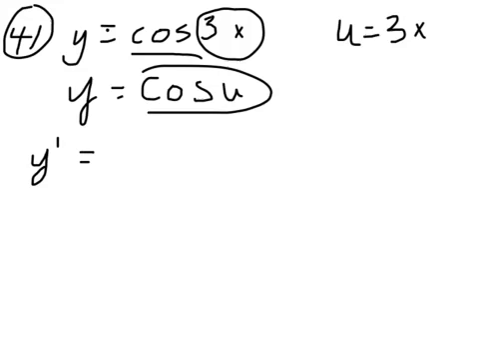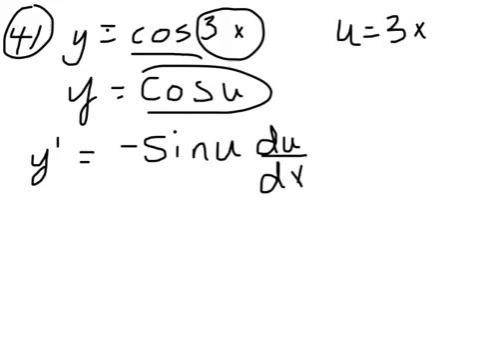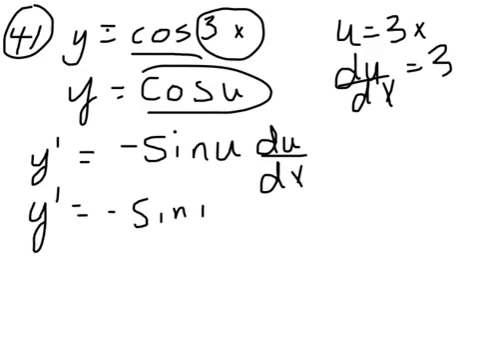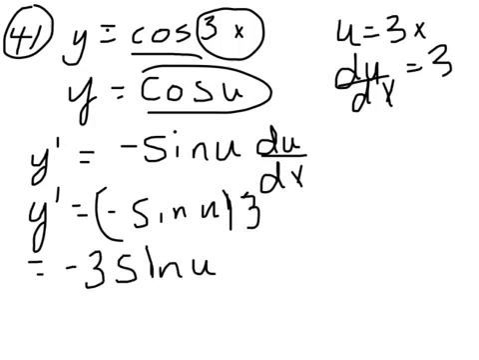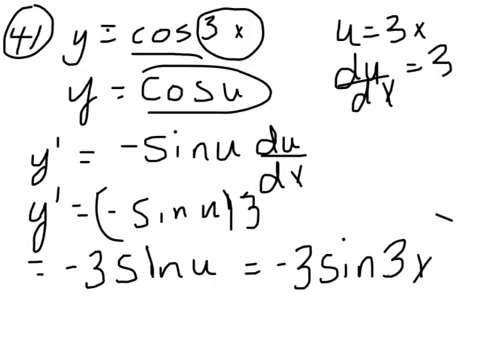The derivative of the cosine is the negative sine of u. But now I have to take the derivative of the u with respect to x. And remember, u is 3x. Well, what is the derivative of u? If u is equal to 3x, du dx, the derivative of u would be just 3. So my derivative is negative sine u times 3, or negative 3 sine u. But it's not really u, is it? Okay, so you just go back and you stick in what was u? It was 3x, and you're done.